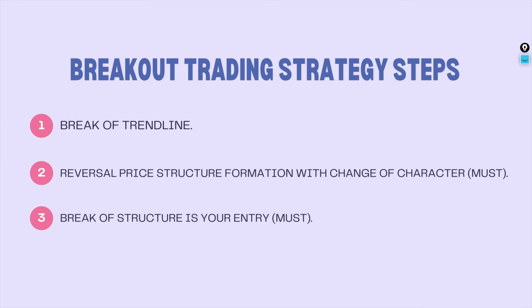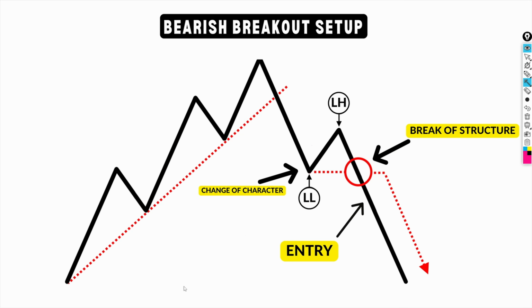You can't take trades once you have a breakout. You need reversal price structure formation, and you need change of character as well. And the last part is you have to wait for the break of structure, then only you can enter your trade. So the setup looks like this. This is your trend line. It's been broken here, but you can't enter your trade because you need other two factors, which is a reversal price structure or a loss of momentum with a change of character.